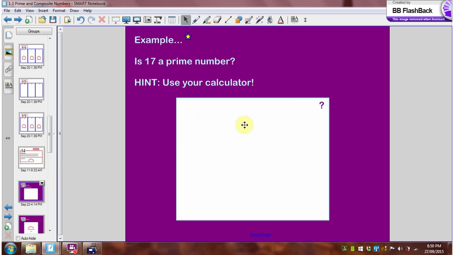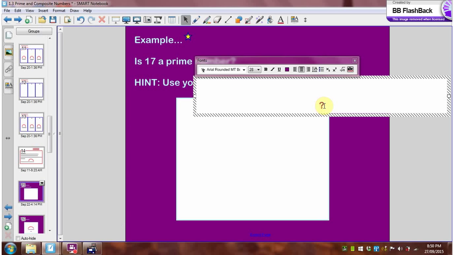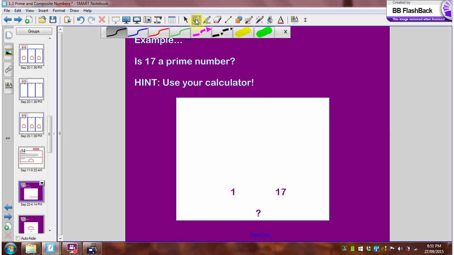Alright, so let's use our calculator to try. So clear our calculator. So how do we check factors? We start with 17, and that's the number we're asked about. 17 divided by, we start with 1, equals 1 and 17. Perfect. So these are our two factors of 17, 1 and 17. So I'm just going to write that in on our rainbow. So 1 and 17. Okay, so I'm going to move that down.